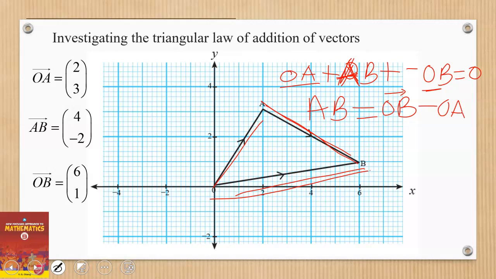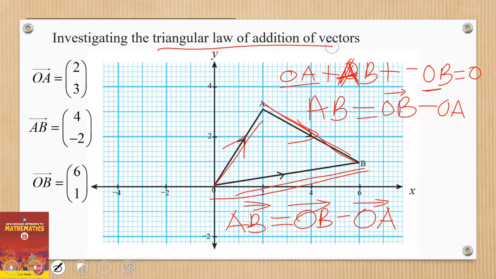So the two vectors that are flowing in the same direction will be addition, whilst the one that flows opposite becomes subtraction, which is the resultant of the two vectors. And so we are going to say that vector AB can be written as vector OB minus vector OA. And that must be true because it must fulfill the triangular law of addition of vectors.